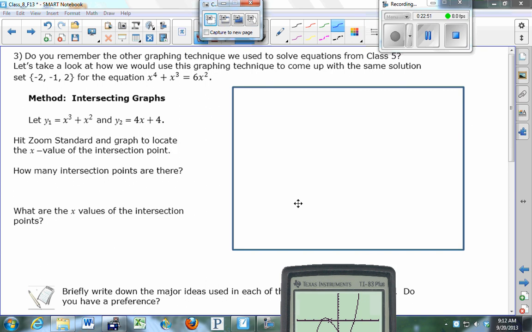Oops, it looks like I have two different solutions in here. Sorry, this should be a typo: 4x plus 4. So write that in. That's the one we're solving.